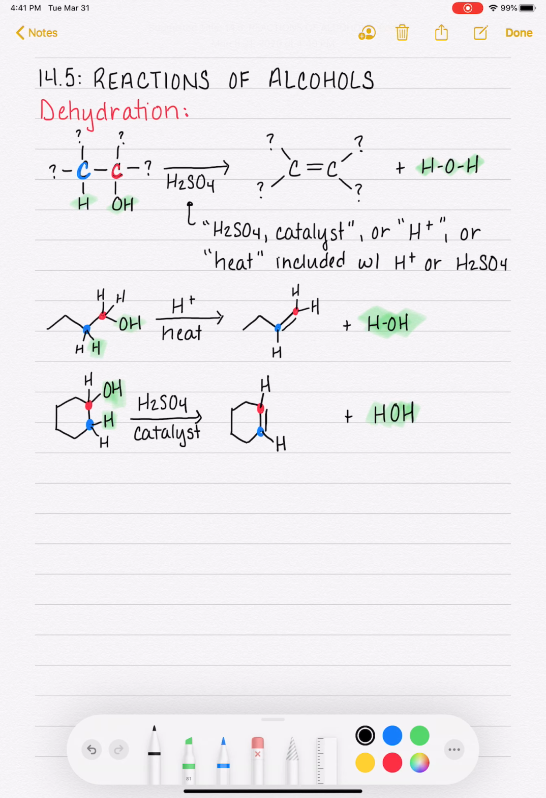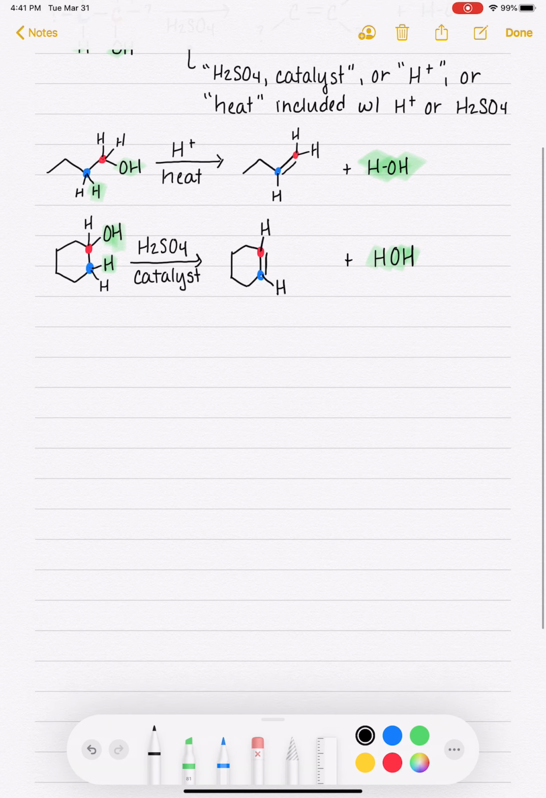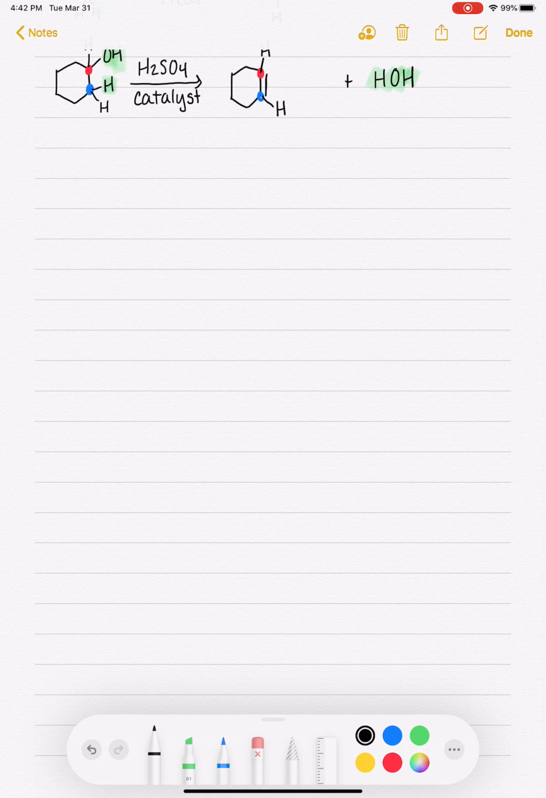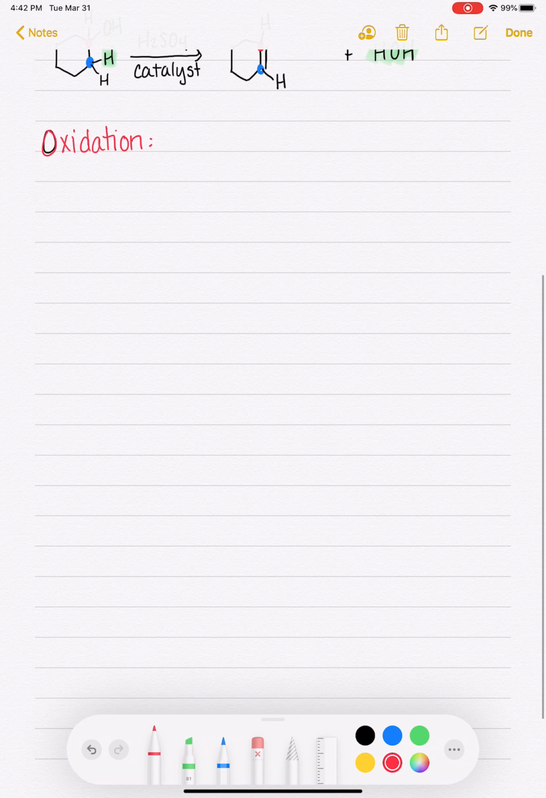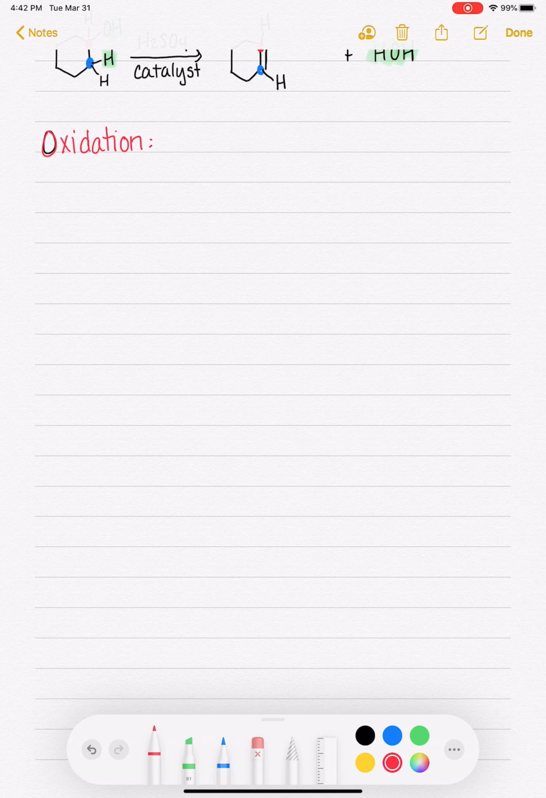The second reaction of alcohols that we're going to look at is called oxidation. The oxidation reaction is a hard one for me to draw a generic version of, like the way that I drew this generic reaction up here. I can't really do that for oxidation. I just have to go straight to some examples.